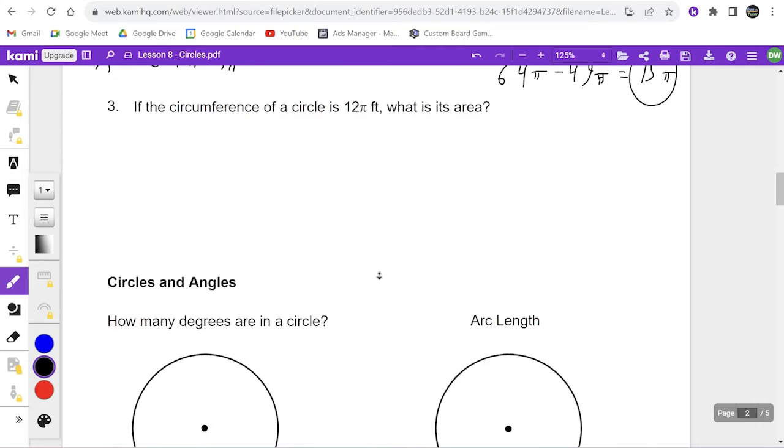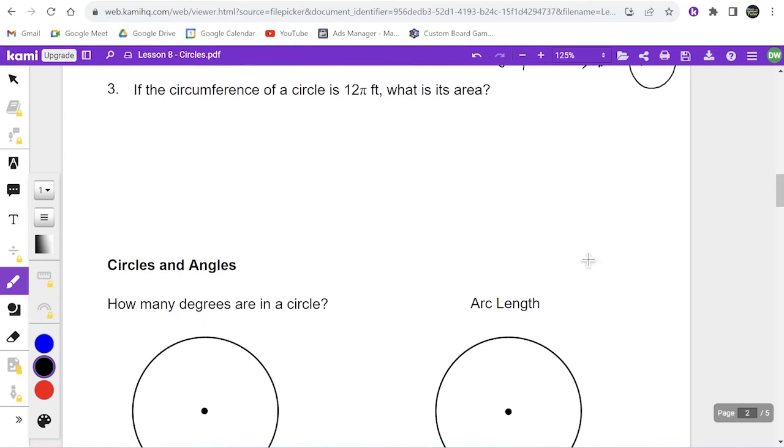Then moving on, we got a pretty tough one for number 3. If the circumference of a circle is 12 pi feet, what is its area? So notice I'm giving you circumference. I tell you it's 12 pi, and I want to find the area. Anyone have an idea of how I'm going to find that?